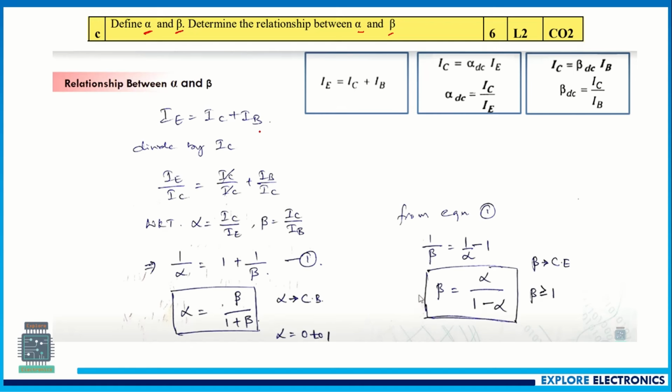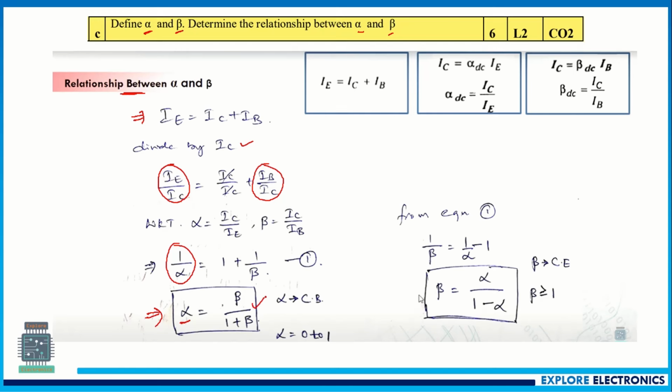IE, IC and IB. So taking this expression into consideration, we can derive the relationship between alpha and beta. So if we divide these three by IC, here IC gets cancelled. So we know that alpha is equal to IC divided by IE. So this term becomes 1 divided by alpha and this term becomes 1 divided by beta. So this is the relationship between alpha and beta.